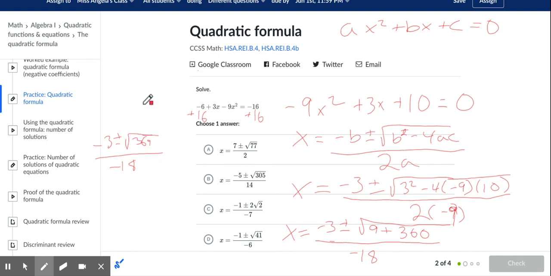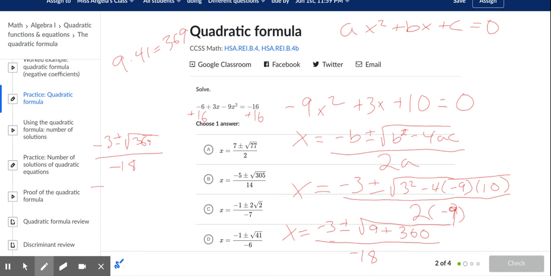So let's see if we can simplify the square root of 369. The easiest way to figure that out is to see if there are any perfect squares that go into 369. I'm going to start by seeing if 9 goes into 369. It does. So that was a good guess. Okay, so 9 goes into 369 41 times. In other words, 9 times 41 is 369.